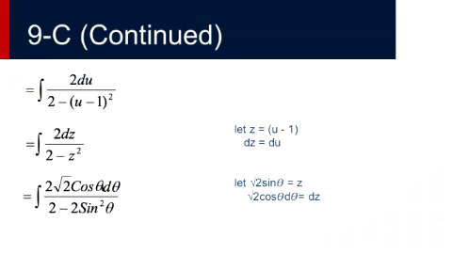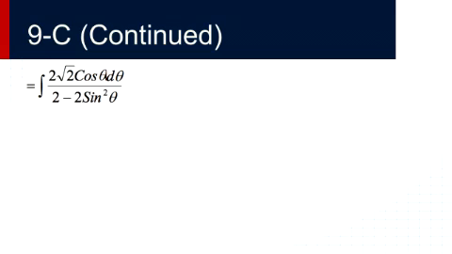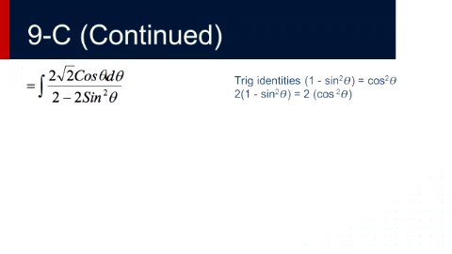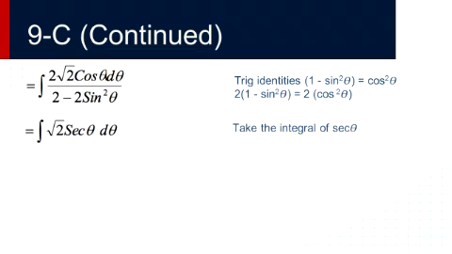And so then we plug it in, we factor out the 2, and then we'll be left with a simple trig identity. 1 minus sine squared theta is equal to cosine squared theta. And so after that, we could simplify, and we would be left with the integral of root 2 secant theta d theta. And then we take the integral of that, and we're all done.